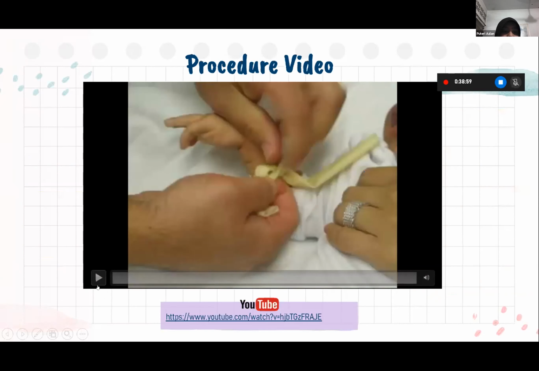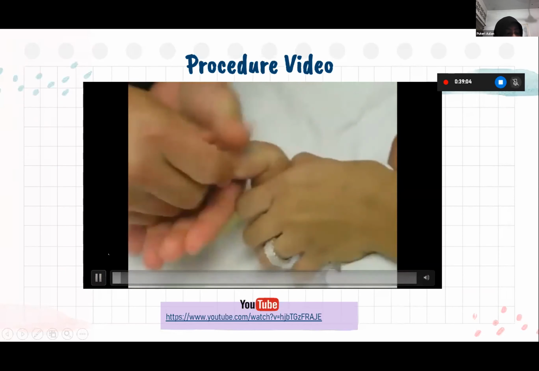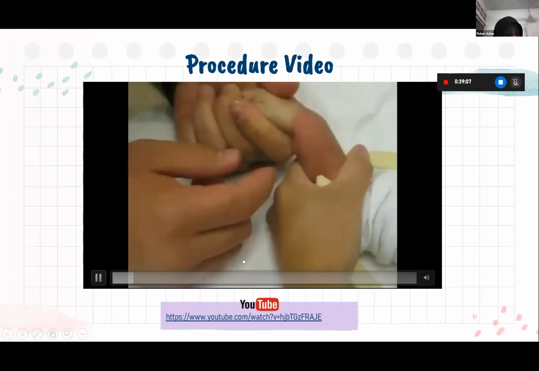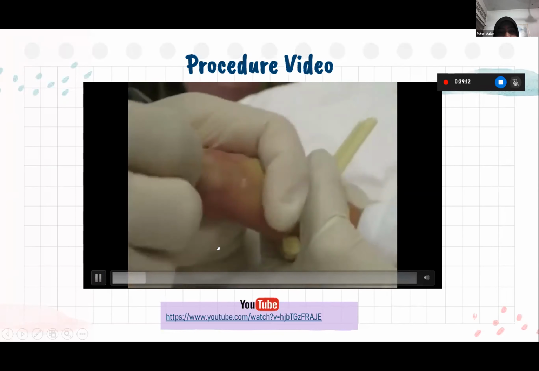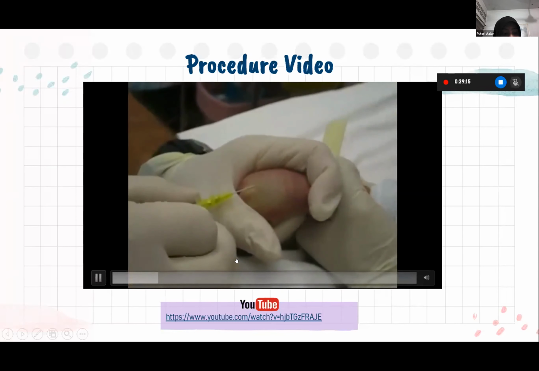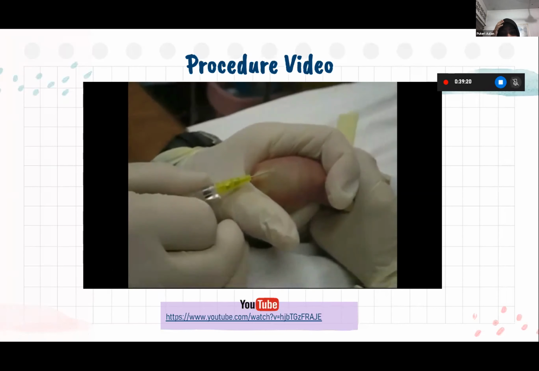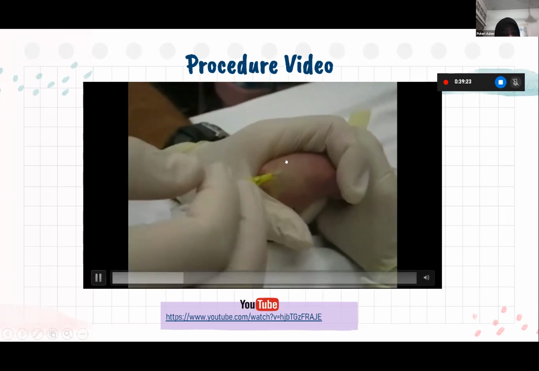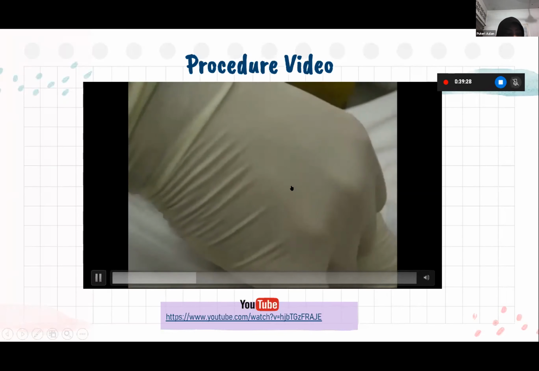So these are the procedural videos. In this one, he's applying a tourniquet and then identifying the vein. This is the dorsal vein. Applying an alcohol swab to the area, puncture the skin, and advance the needle or catheter towards the vein at a 15 to 30 degree angle. Once blood appears at the hub, advance the catheter over the needle.